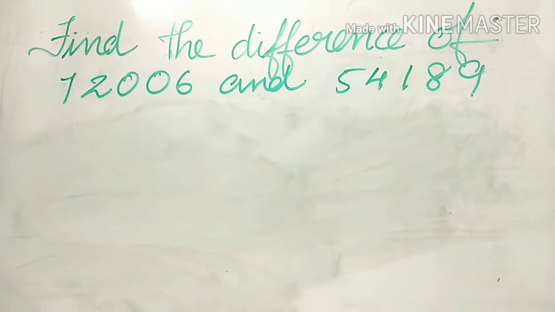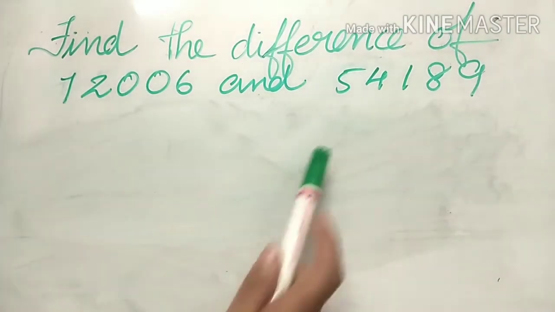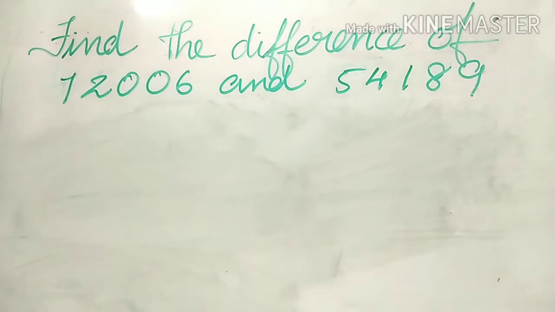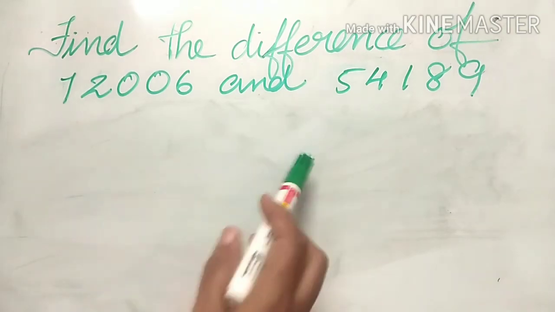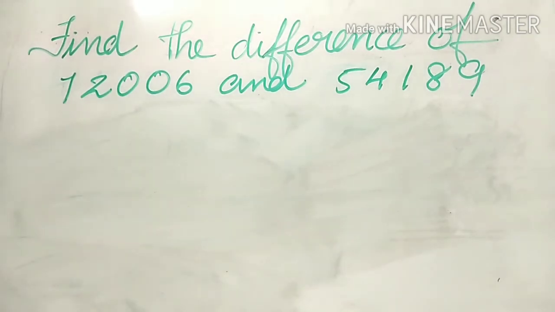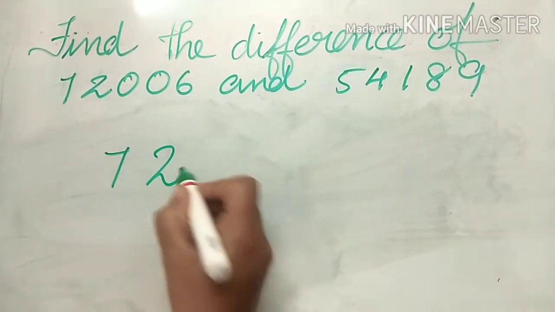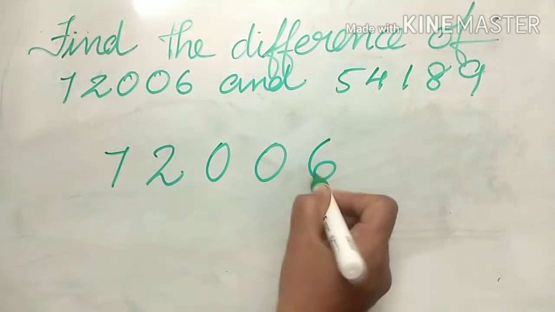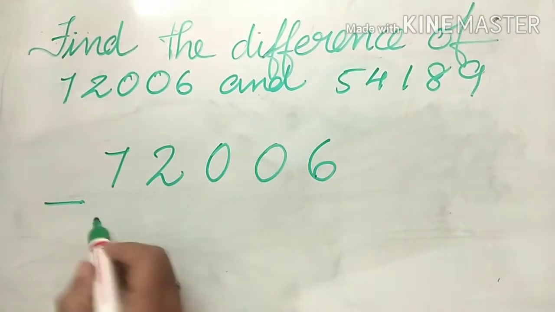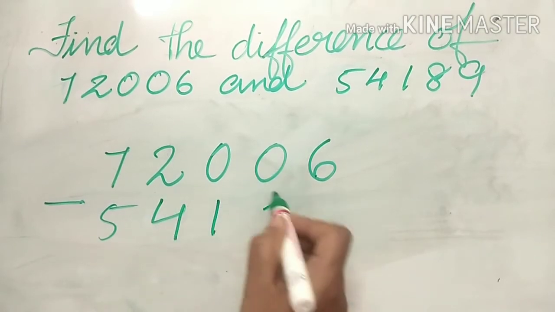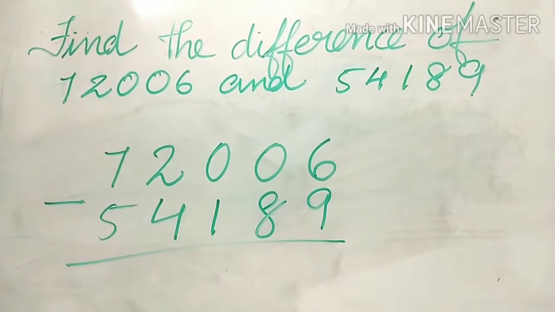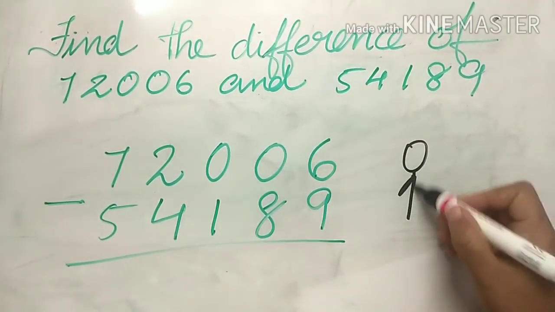Find the difference of 72,006 and 54,189. Find the difference means you have to subtract and get the answer. So to subtract, which number will we write first? We have to write the bigger number. So I write here 72,006 first, minus 54,189. Okay.